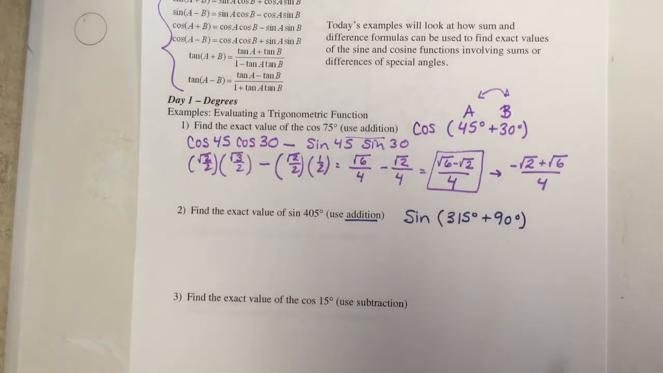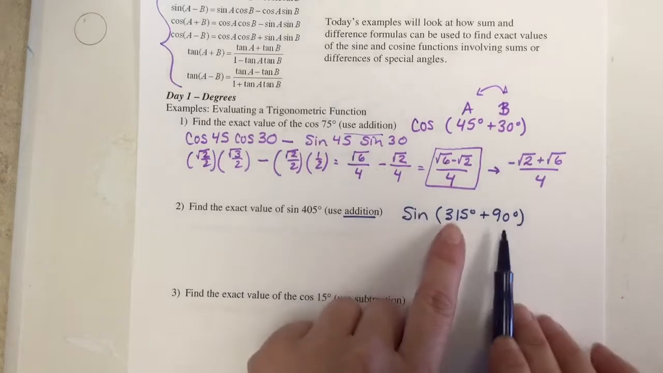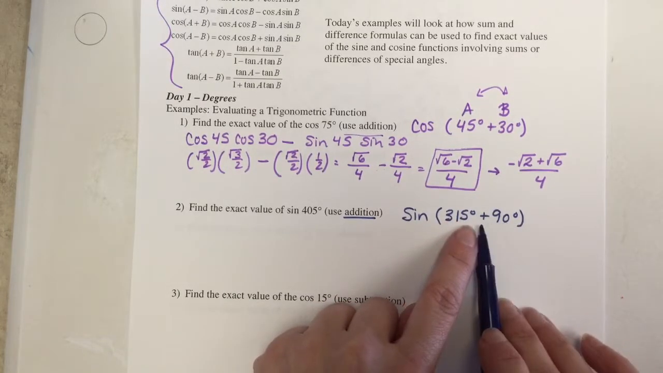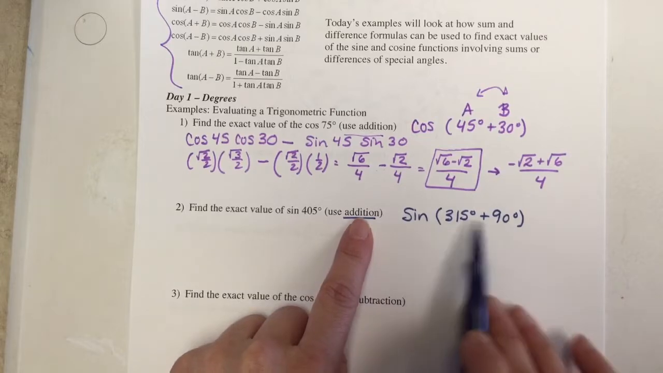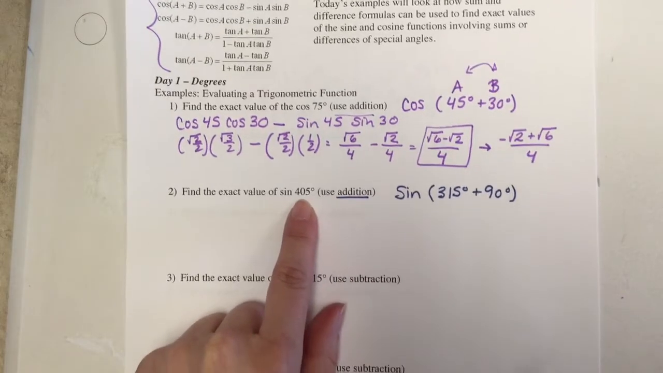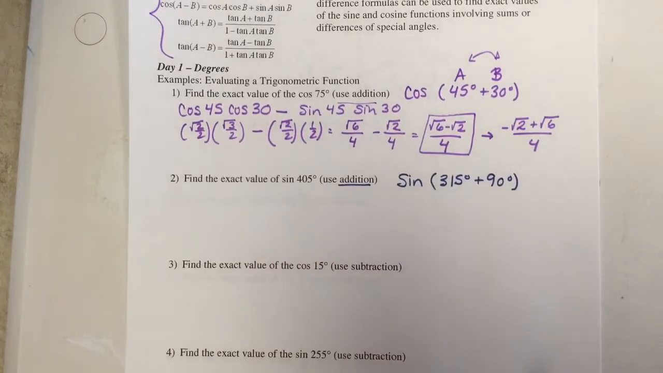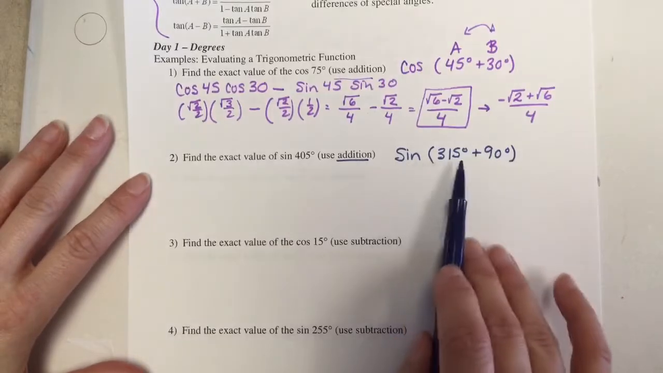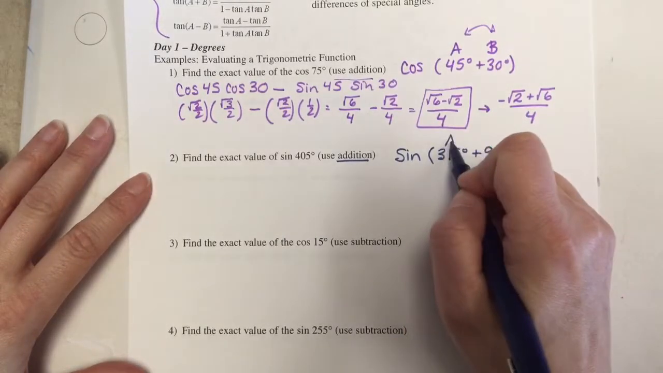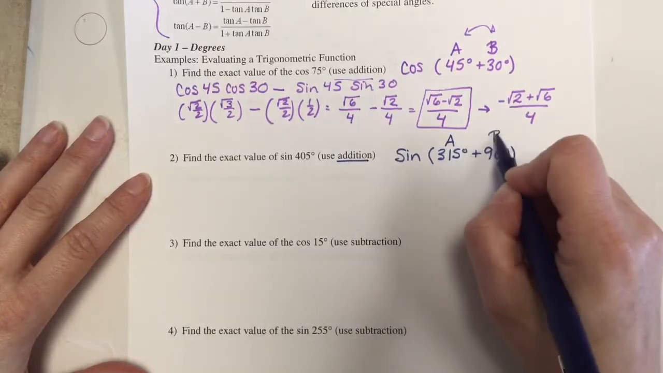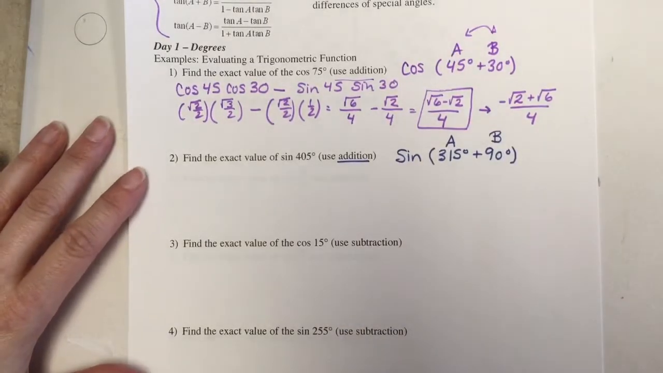And again, there's lots of different options. As long as you are taking two values that are on the unit circle, and when you find the sum, because they're asking us to add, you get to 405. Okay, so again, lots of different ways. I'm just picking a couple values to go through these examples with you. This time it's a sine and addition. When they say A, we fill in 315 degrees. When they say B, we fill in 90.